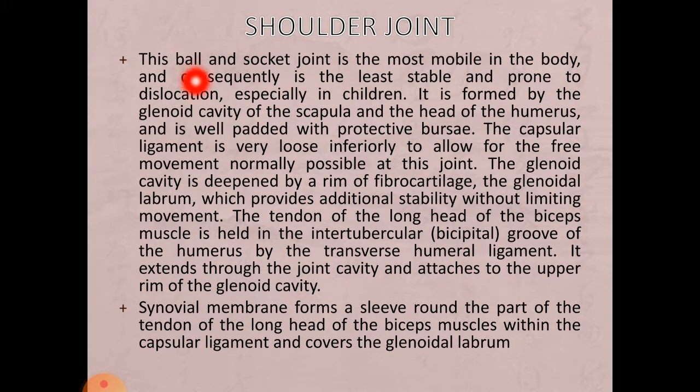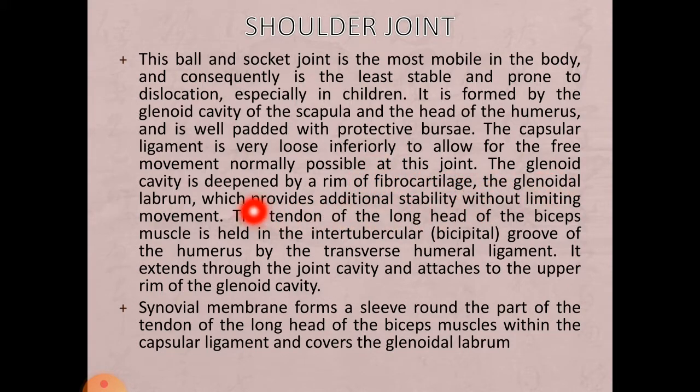So the type of the shoulder joint is the ball and socket joint, and it is the most mobile in the body, so definitely it will be more prone to dislocation, especially in children. It is formed by the glenoid cavity of the scapula and the head of the humerus, and it is well padded with protective bursae. The capsular ligament is very loose inferiorly to allow for the free movement normally possible at this joint.